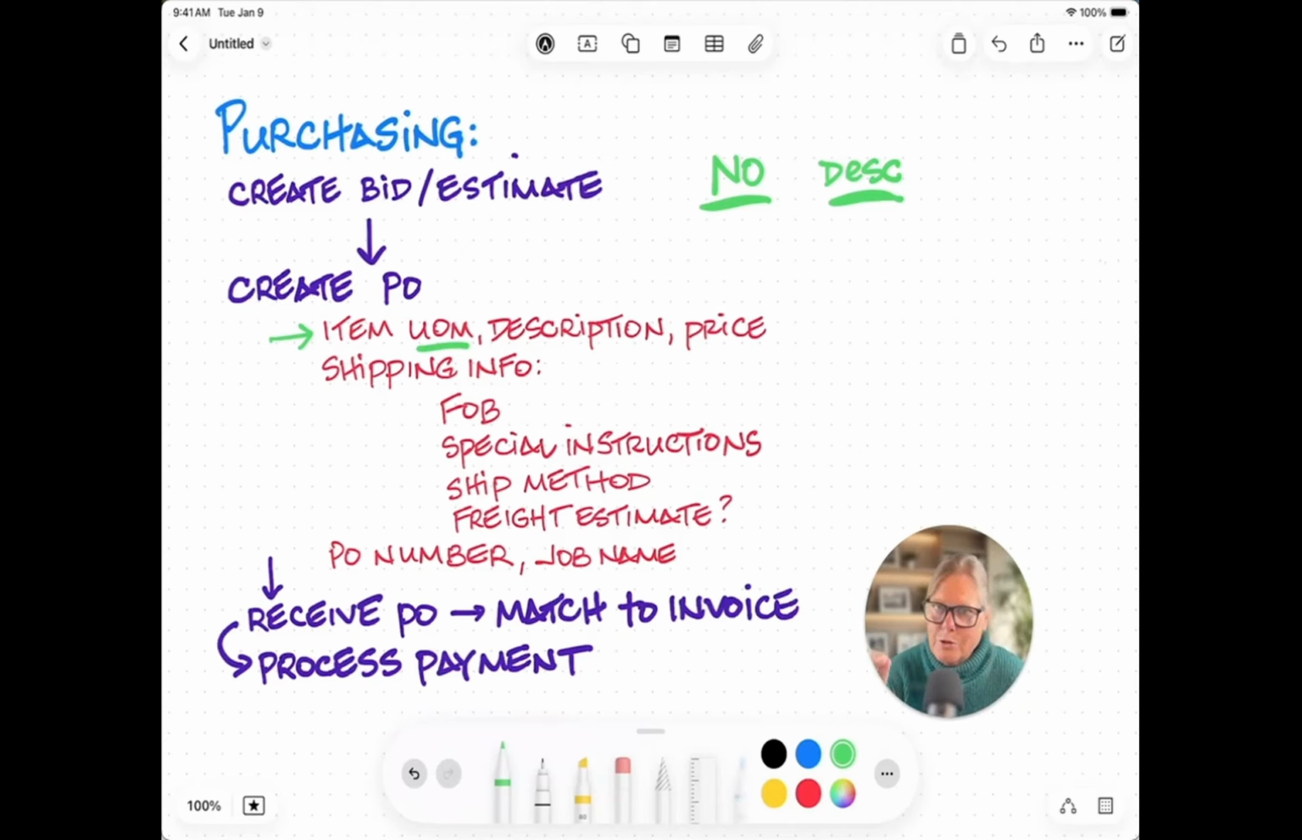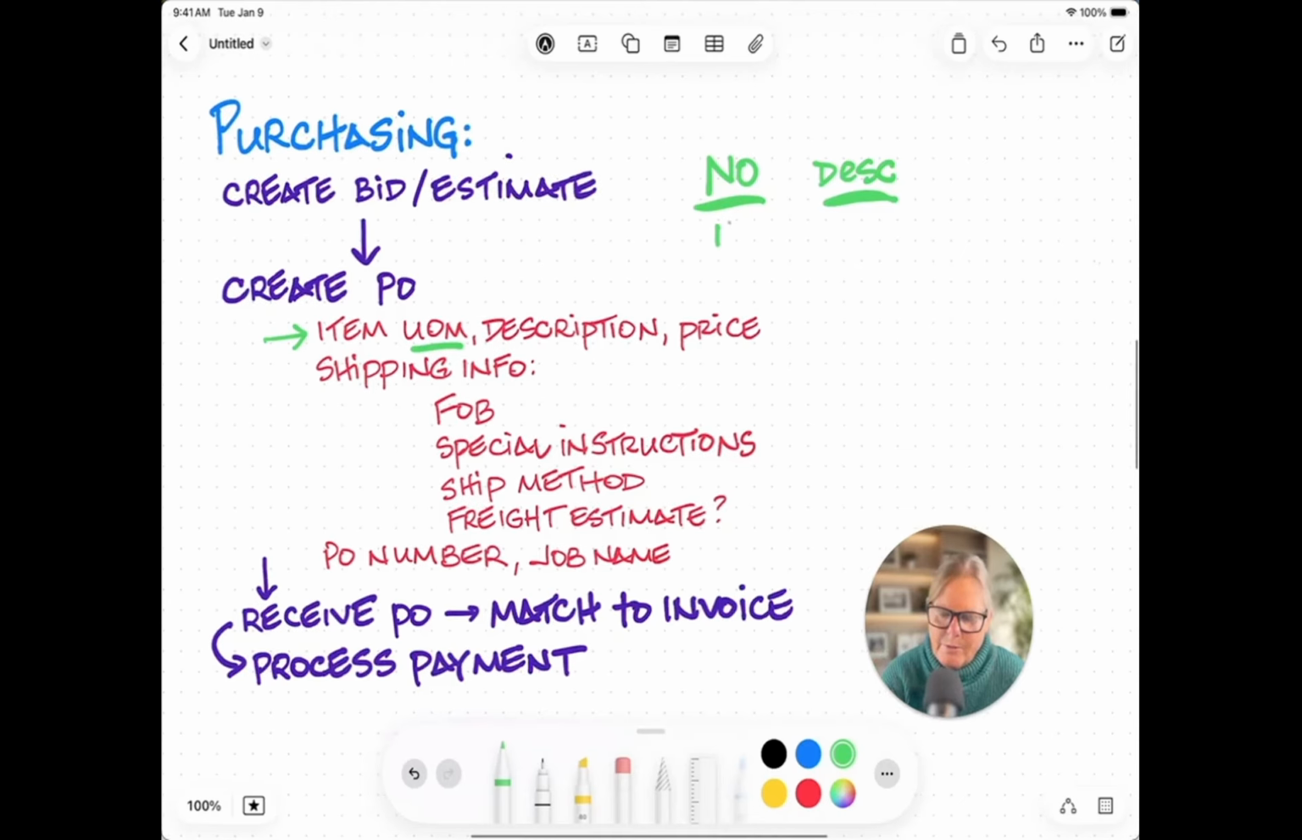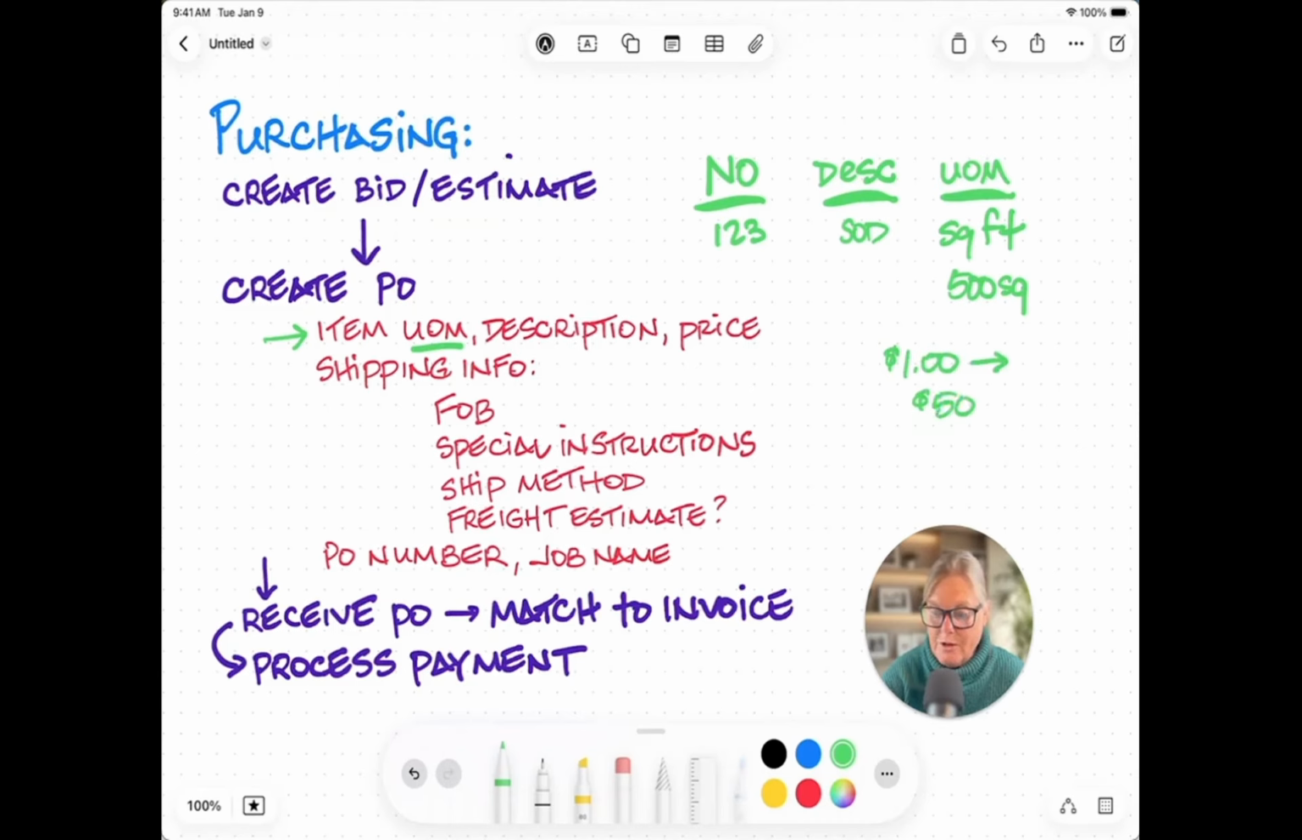So it's very important that whatever tool you have is able to have the item number here. So we'll say item number 123. A description, we'll say sod. And for unit of measure, we'll have square foot. In this case, Craig wants a pallet, so he's going to put 500 square feet. But you also have to make sure that you have the unit price. Let's say it's $1 per square foot. So if it's $1 per square foot and you want 500 square feet, that would go to $500. So you'd have a column for the extended price.